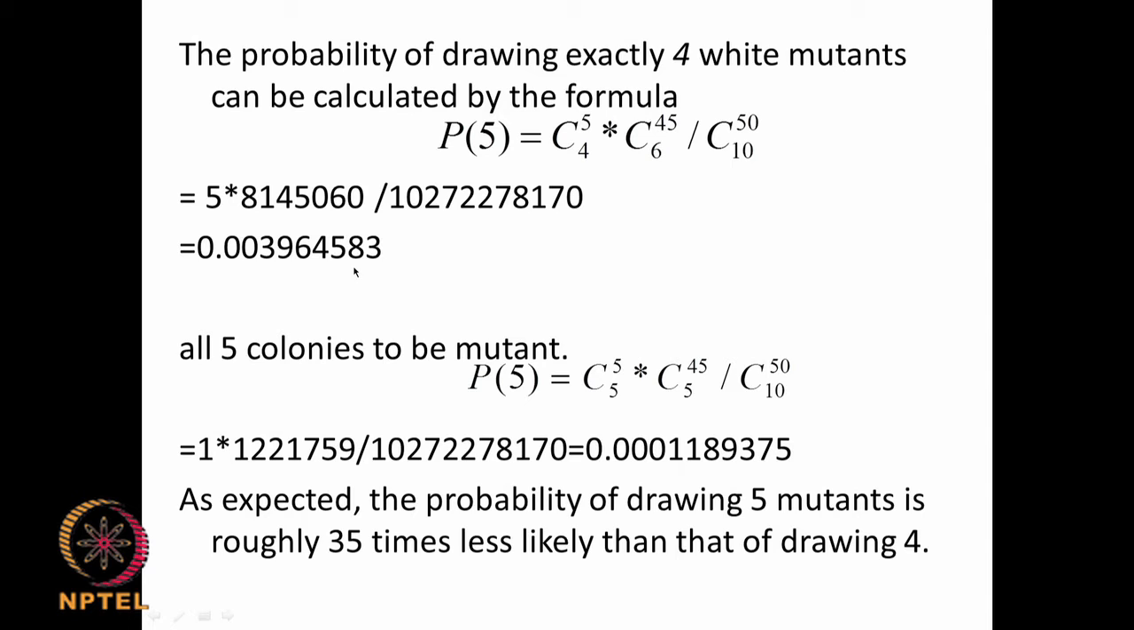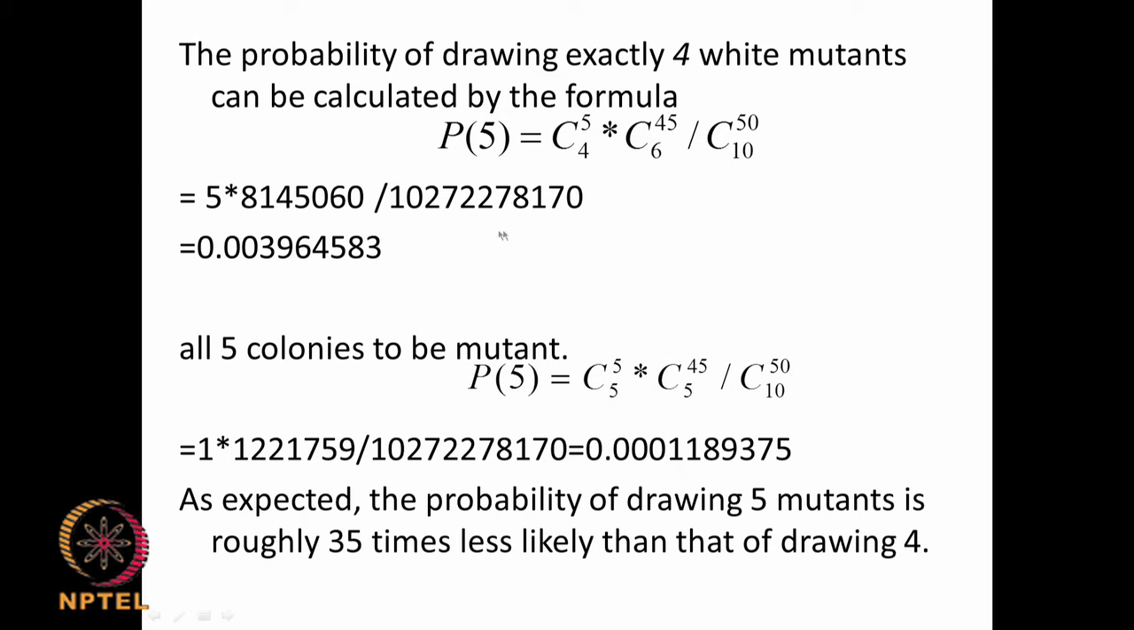Okay, what is the probability of getting all 5 as, say, black or mutant? So, the remaining 5 in that sample of 10 will be normal. So, what we will do, we put here 5, this 6 will become 5, okay, other things will remain same.